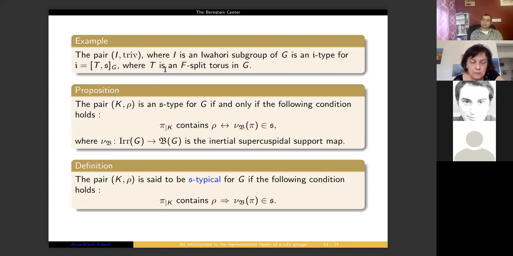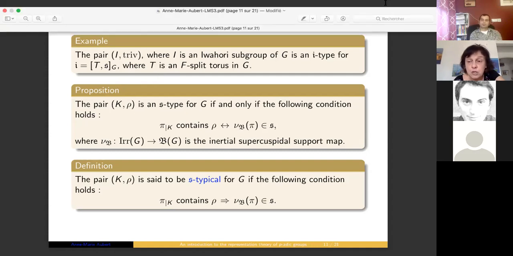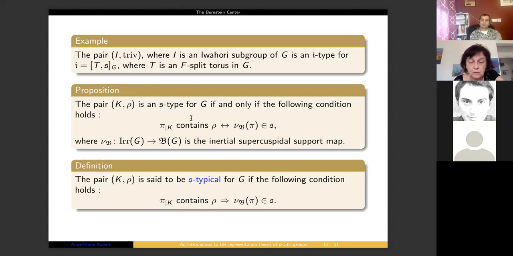And it's the paper which inspired the notion of types. So now, the characterization of a type is the following. A pair (K, rho) is an S-type for G if and only if the following condition is satisfied: the restriction of pi to K contains rho if and only if the inertial supercuspidal support of pi belongs to our inertial class S. Okay, so it should be an "if and only if".